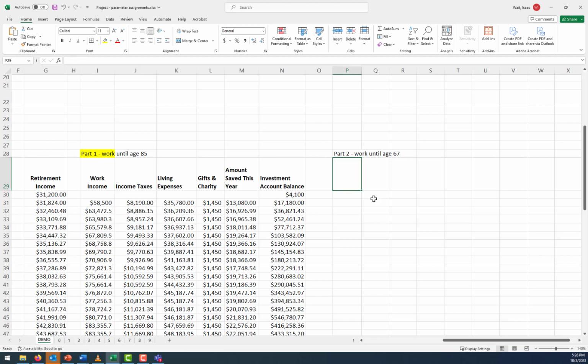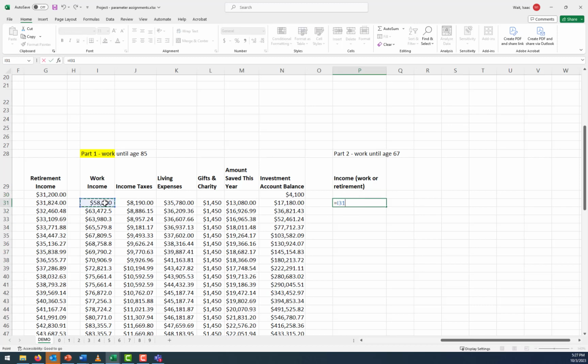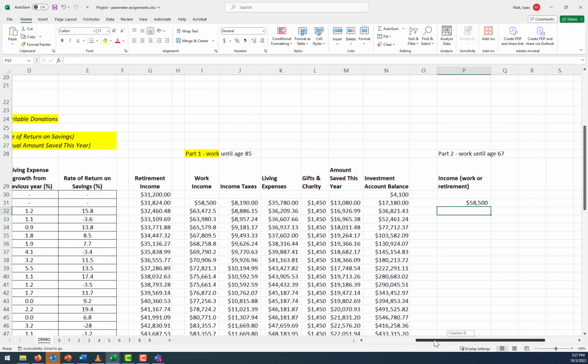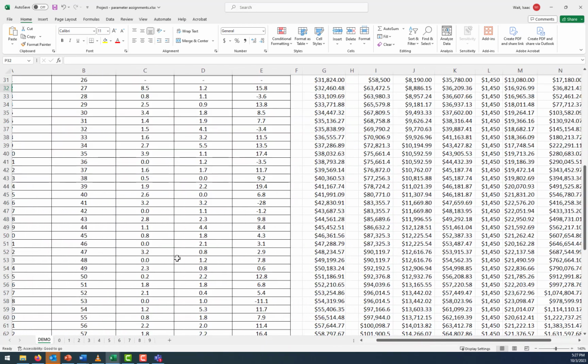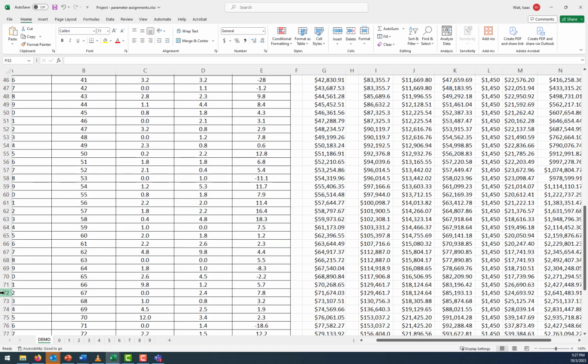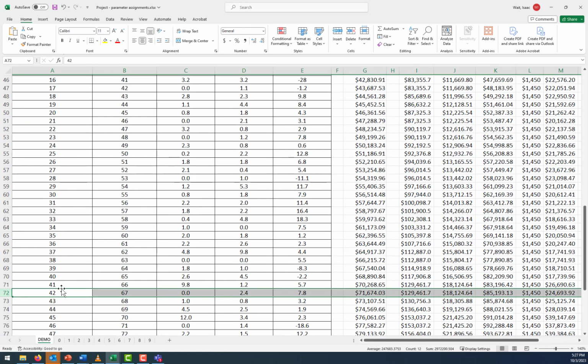taxes. Let's just actually here have a column that's titled income, work or retirement. Okay, so their income transitions at age 67. So it is the work income through age 67. So age 67 is, in this case, row 72 right here.